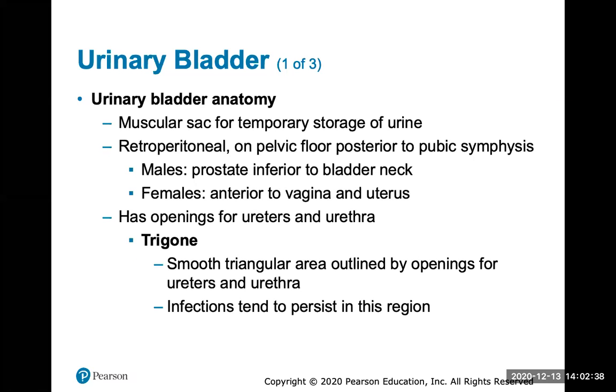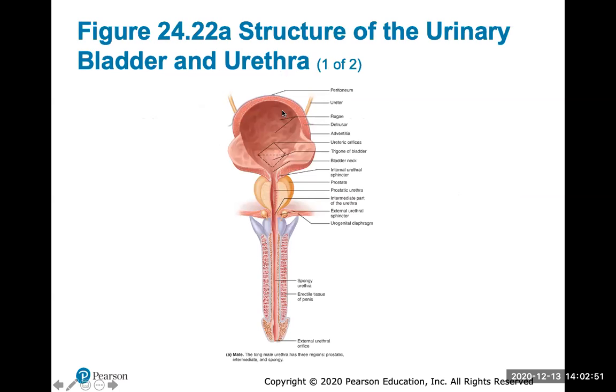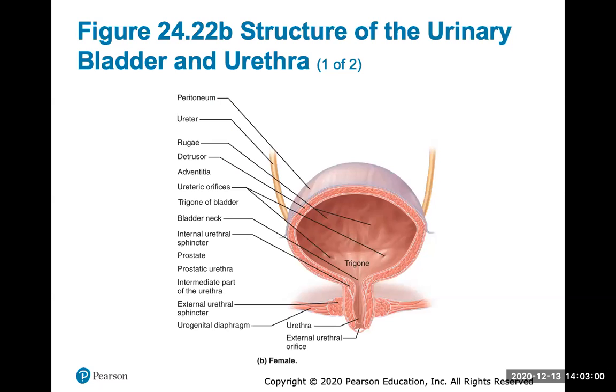Then the urinary bladder, a little bit of anatomy. I'm going to let you guys review this anatomy on your own. And the muscular wall. The muscular layer, also known as the detrusor muscle, contains 3 layers of smooth muscle. And here's a look in a male structure of the urinary bladder and the urethra and how the prostate gland sits right below the bladder. In the female, the bladder and the much smaller in length urethra for the female.